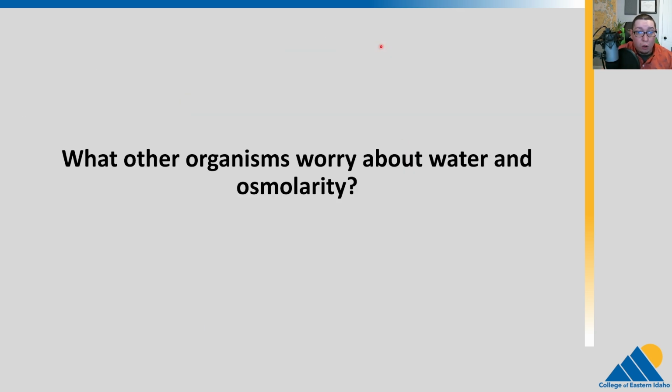So let's think about what other organisms worry about water and osmolarity, the concentration of the water they're in. Any ideas? Well, you might be thinking things that live in water, marine organisms like fish and other things like single-celled eukaryotes like paramecium and amoebas that live in water. We have fish, right, that live in fresh water. That is a hypotonic scenario. Hypotonic water is going to want to rush into the fish cells, so they're going to actually have to spend energy to pump water out.